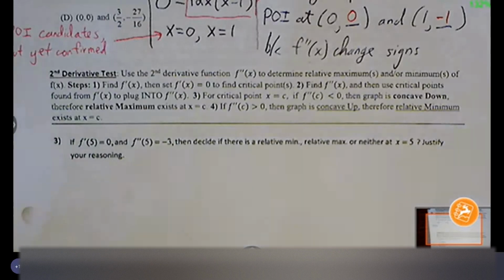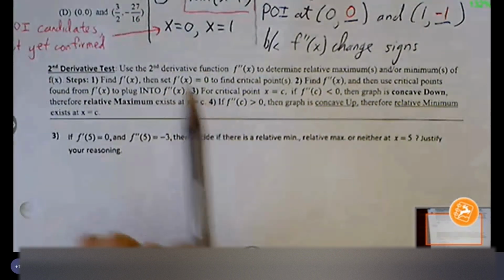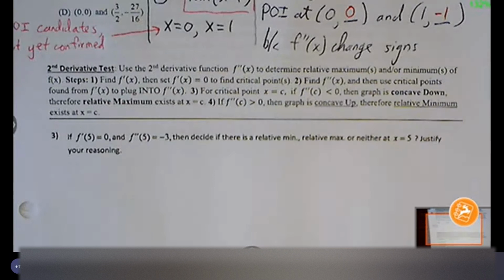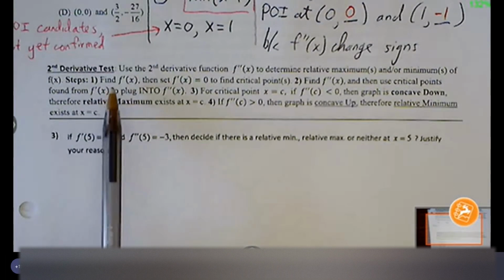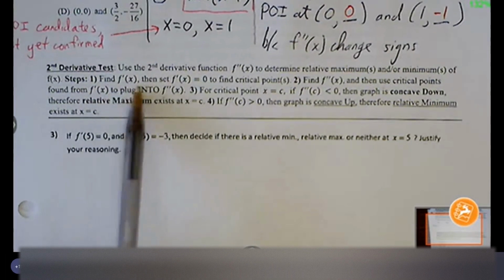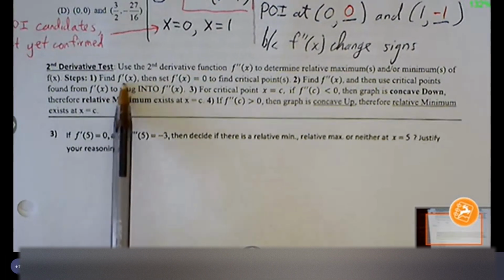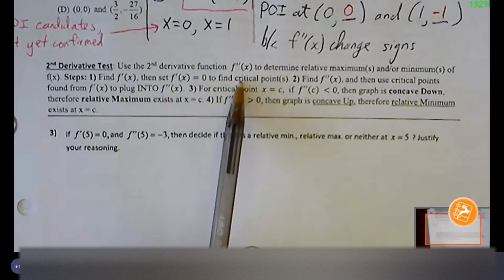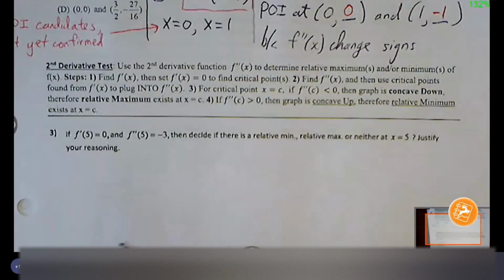But let me talk about the procedure here. We're going to use the second derivative function to determine relative max and relative min, very much like how we would do it with the first derivative test. But the initial step is going to look the same. We're going to find f prime, set f prime equal to 0, and find our critical points, just like we would. But this is where the two methods are going to feel different.